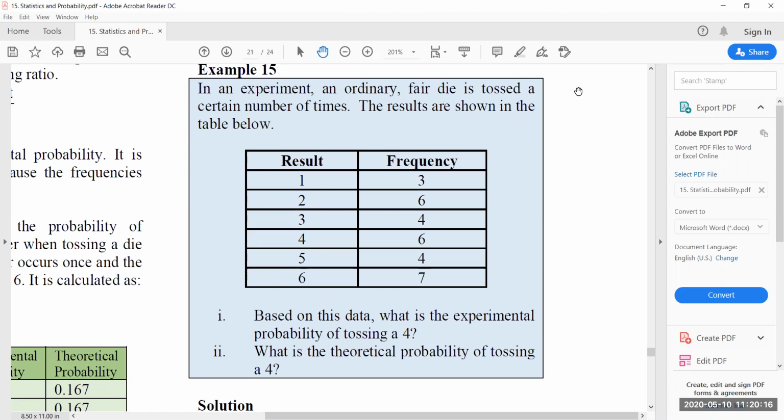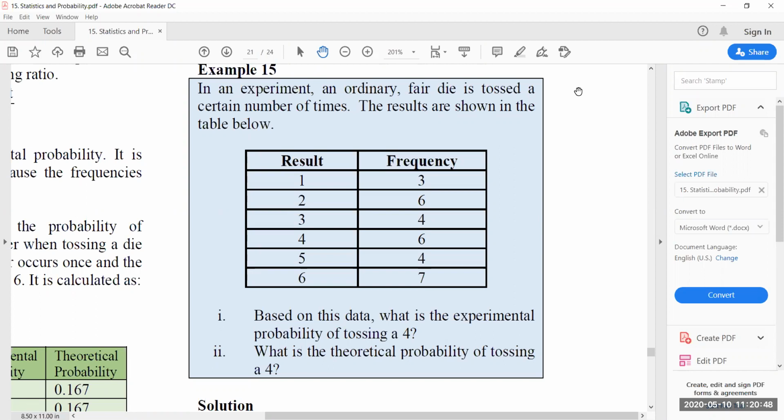Now, what is a theoretical probability? A theoretical probability is more or less an event that we can predict. Okay, we sure we can predict it. Yes? Now, an experimental probability is the value of a probability that we more or less receive from conducting an experiment. Yeah? So based on the data, what is the experimental probability?